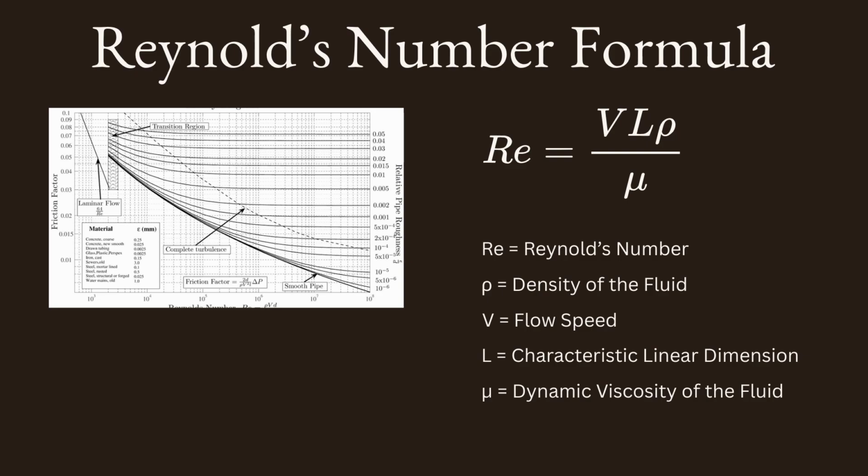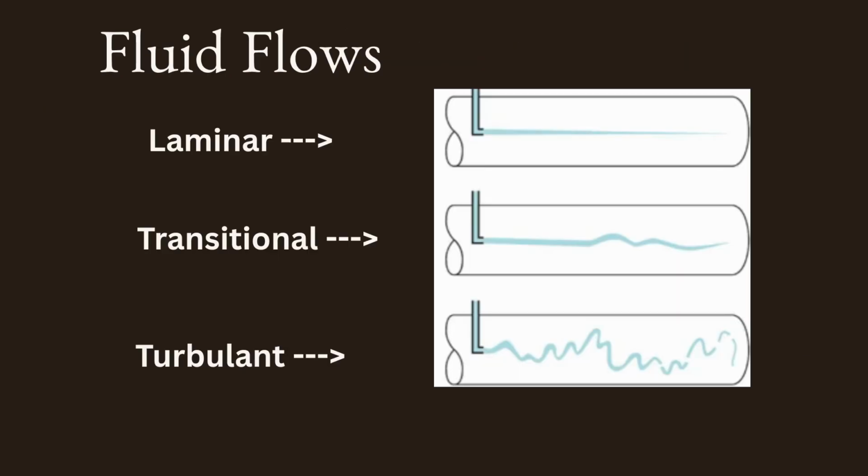V is the flow speed, L is the characteristic linear dimension, rho is the density of the fluid, and mu is the dynamic viscosity of the fluid. There are three types of fluid flows: laminar, transitional, and turbulent.